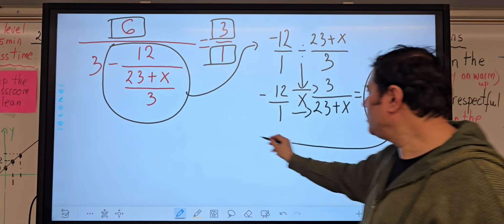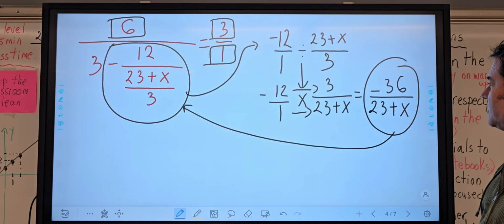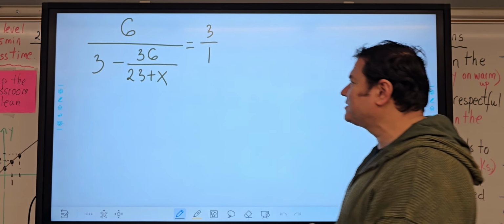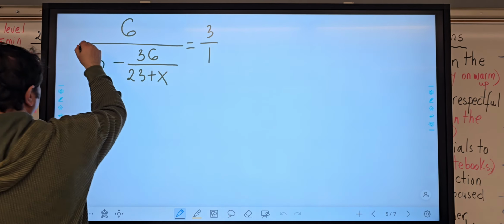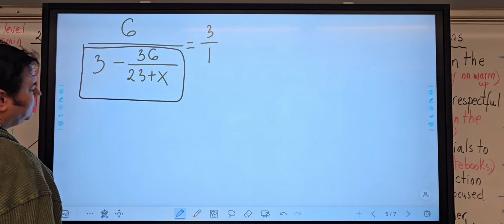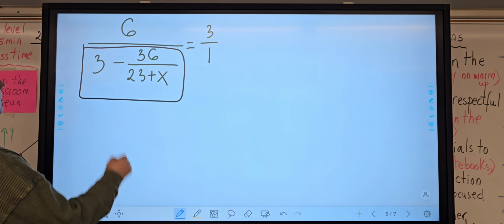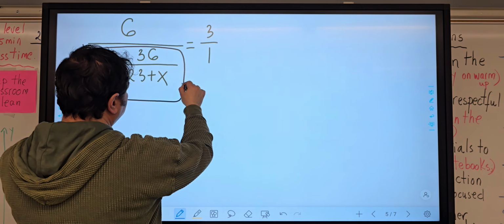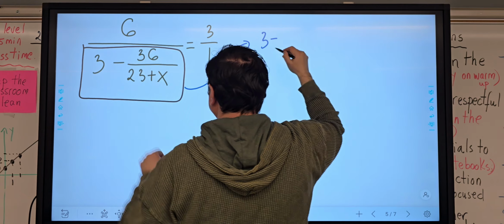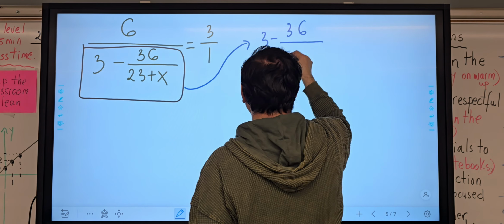So that big bubble now is going to be replaced with negative 36 over 23 plus x, and let's see what we get next. Okay, so now we are going to solve this. We are right here. Let's solve that and see what we get. So we have 3 minus, let's do the work here by the side, 3 minus 36 over 23 plus x.